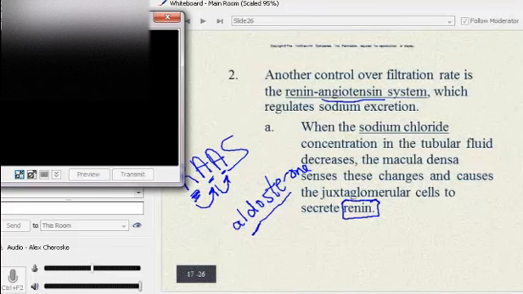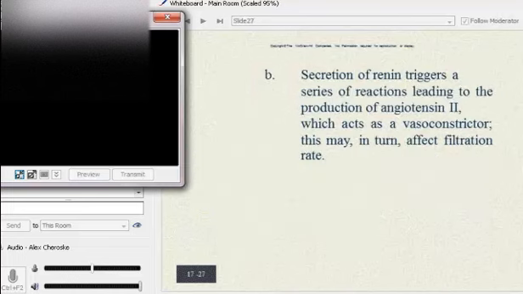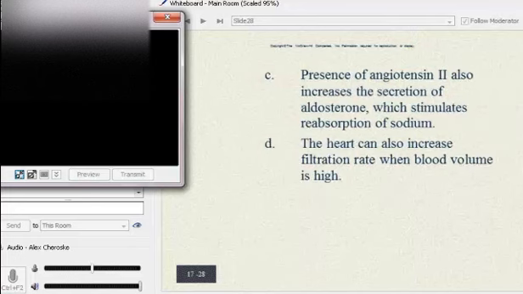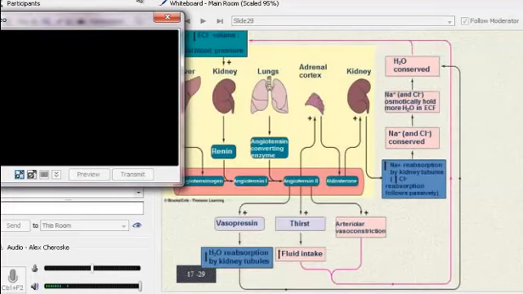Okay? So I wouldn't get into a lot of the detail. Don't worry about a lot of the detail about that. Just know that the RAAS mechanism, like we said, causes the release of aldosterone and helps to hold on to sodium, and can also help us to control filtration rate. So don't worry about the details that we see in here. We've got enough other things to worry about.